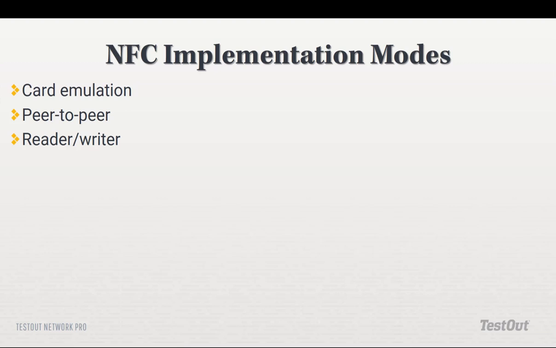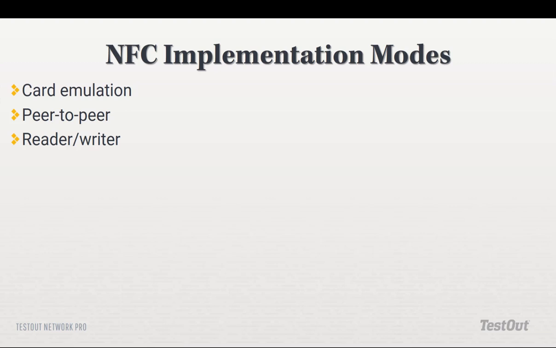Okay, now we have some NFC communication implementation modes. Card emulation is probably the one that you're used to seeing the most when you go to the movies or you go to a sporting event and you have your ticket. They just take this little device and it scans it right then and there. In order to do that, they have to be very close, just a few centimeters away.